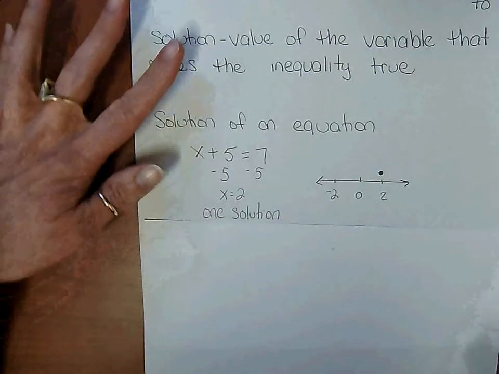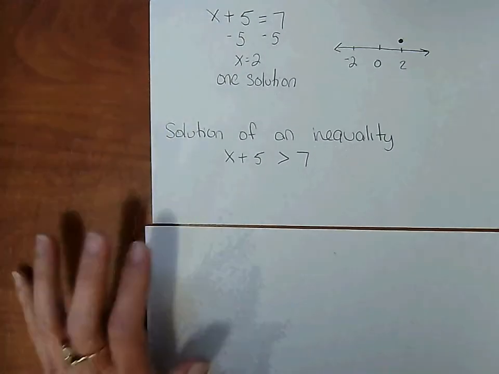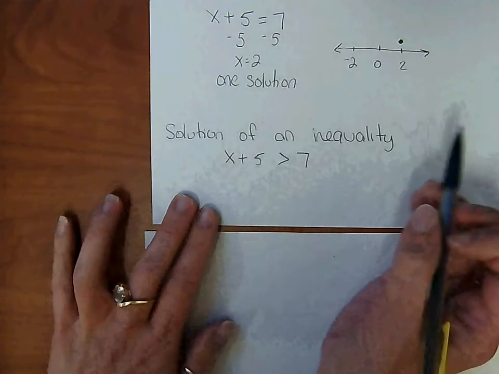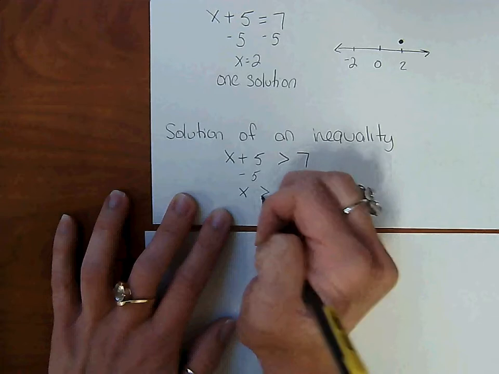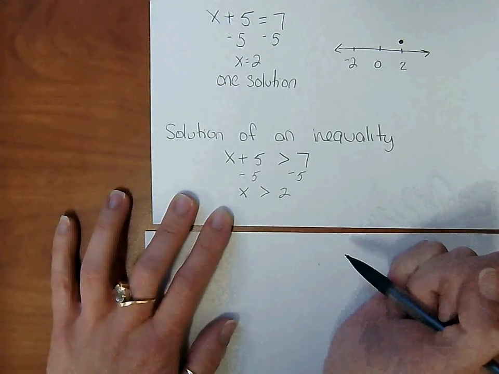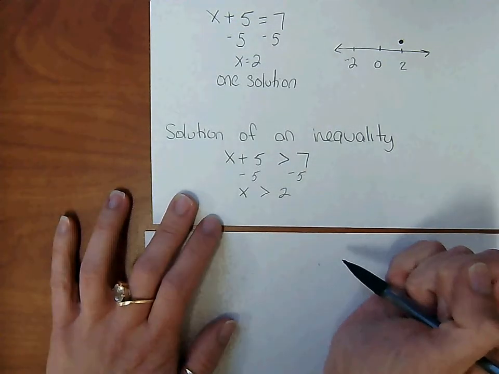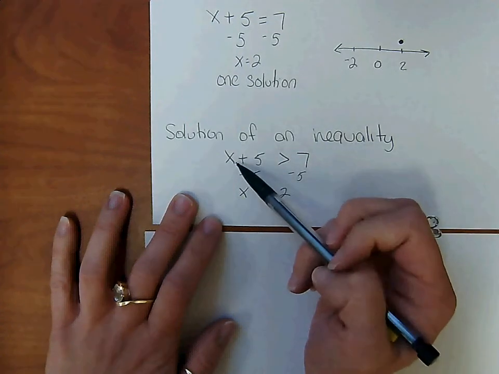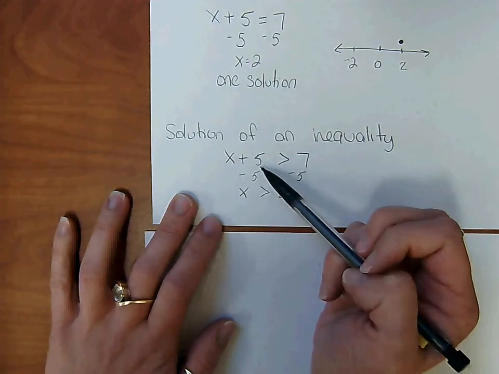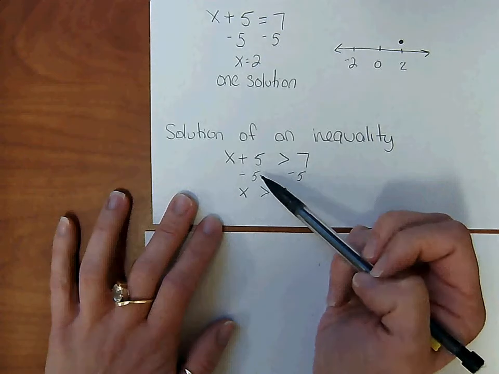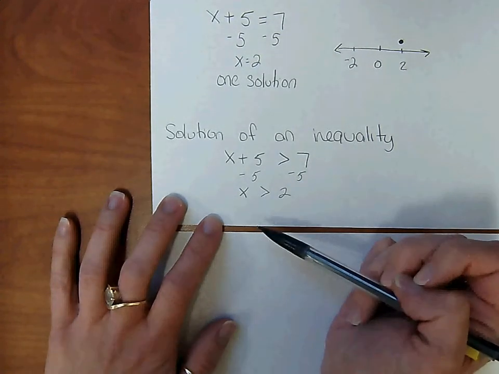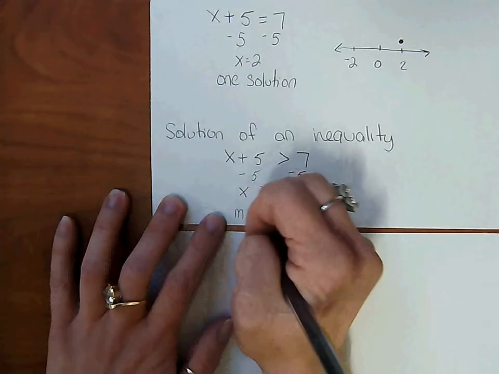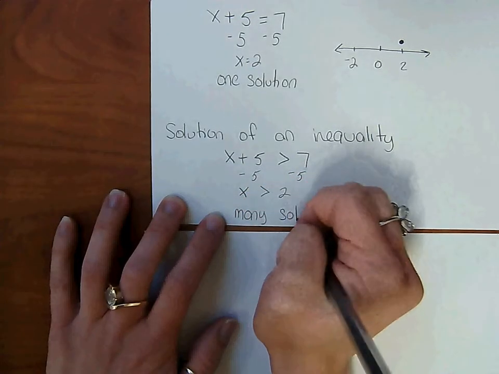All right, so the solution for an inequality. We're going to solve, subtract 5 on both sides, so x is greater than 2. This is saying that any number we pick that is bigger than 2, plug it in for x and add 5, we're going to get a number that's bigger than 7. So we can plug in 3, 4, 5, so on. So we have to show all of these many solutions. And we do that by using a number line.